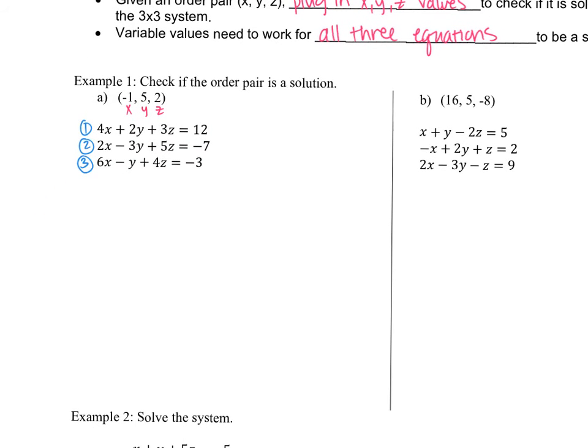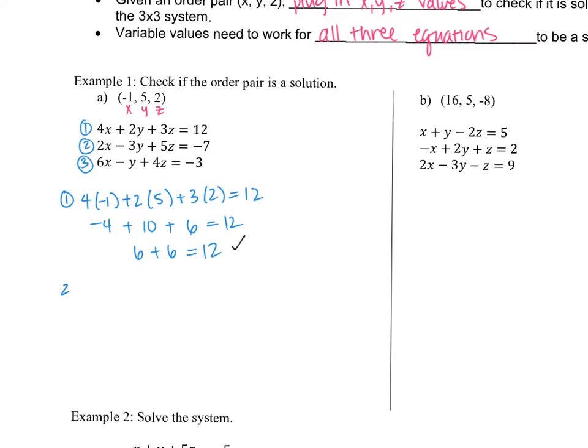So here I go. For the first one, I have 4x, which is negative 1, plus 2y, which is 5, plus 3z, which is 2. Let's see if this does equal 12. If I multiply this out, I get negative 4 plus 10 plus 6. If I add this up, negative 4 plus 10 is 6, plus 6, and 6 plus 6 does give you 12. So I can already see that this works out, and I'm going to stop there because I know that this is true.